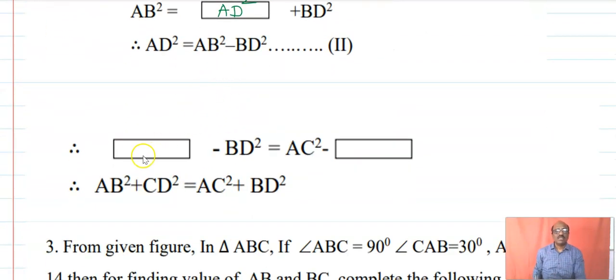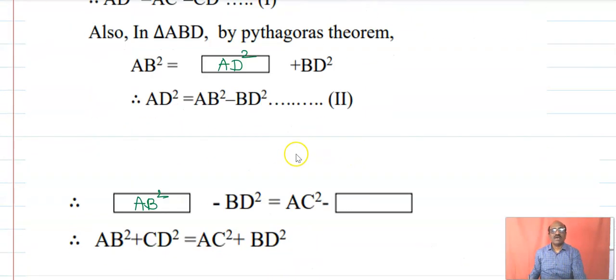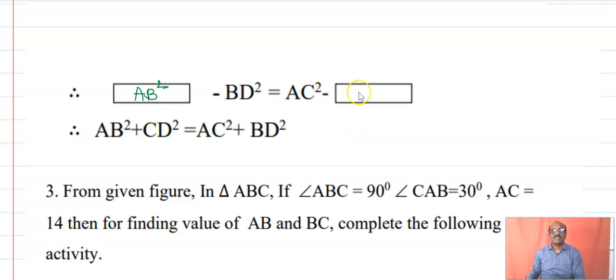First of all I will write here AB square, and what about here? AC square minus, how much will it be here? Then it is CD square. And then what did he do? This negative went to this side, and this negative came to that side. Then here you will get AB square plus CD square is equals to AC square plus BD square.